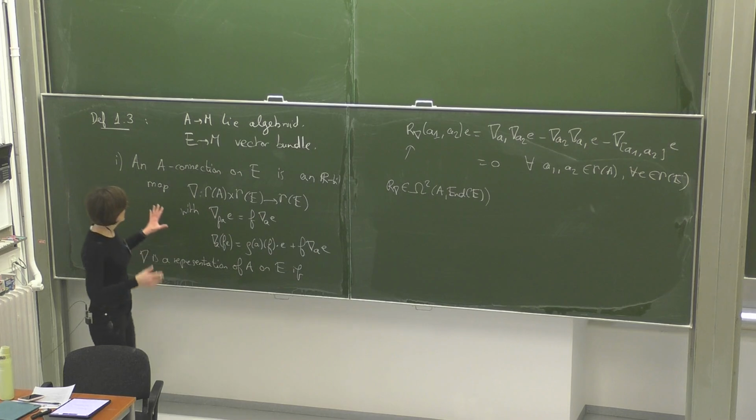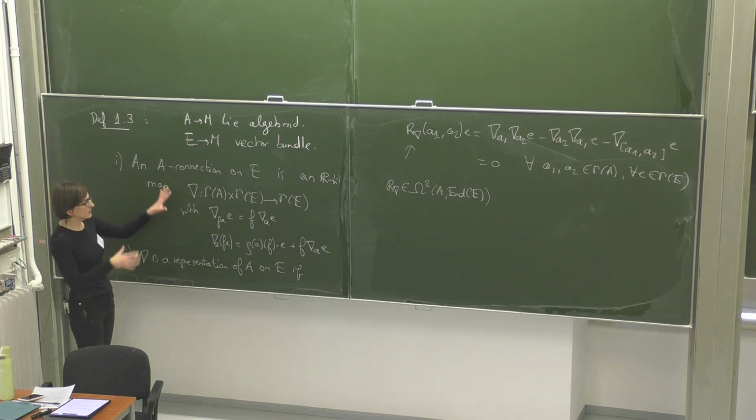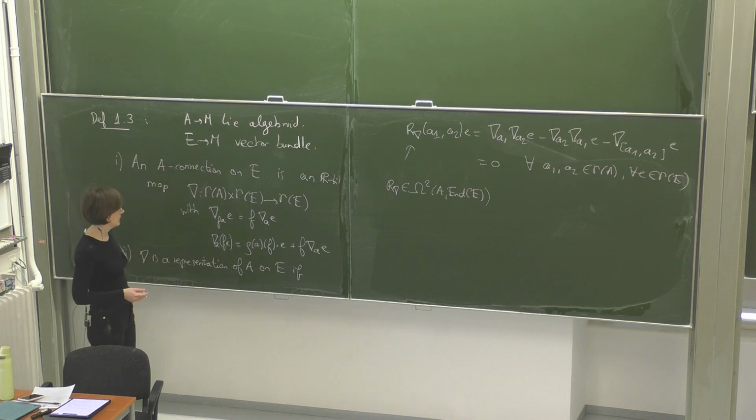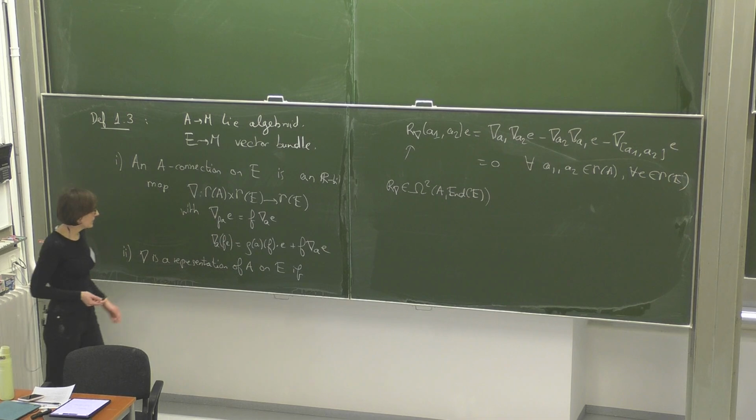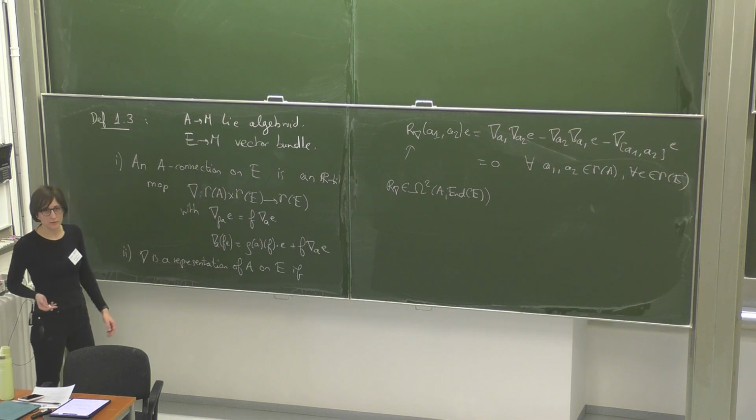So again, in the corner case given by the algebras, this is just a representation. And I guess in the corner case given by TM instead of A, this is a flat connection, which is also something standard.